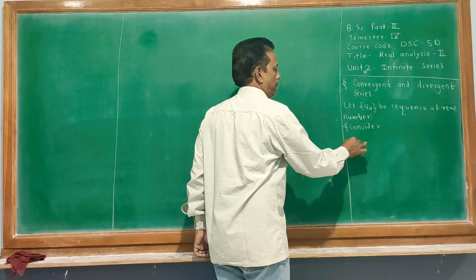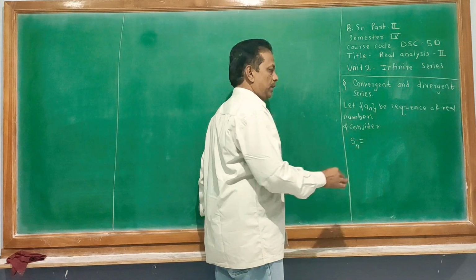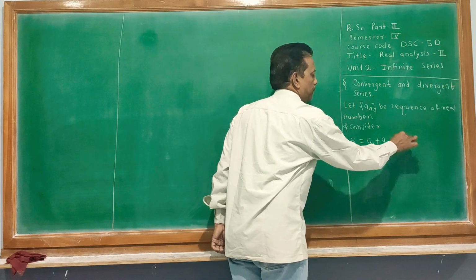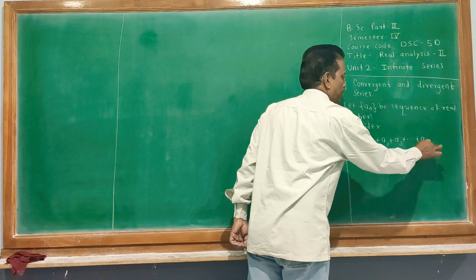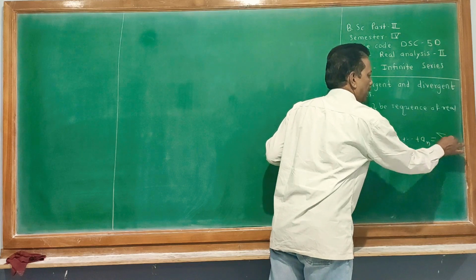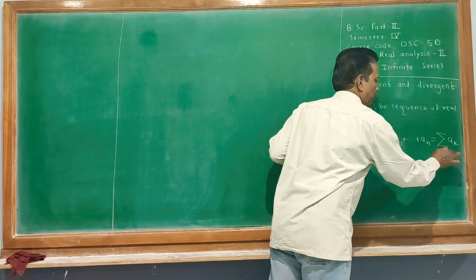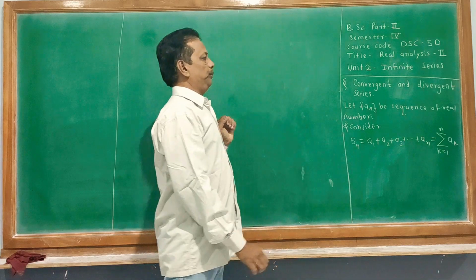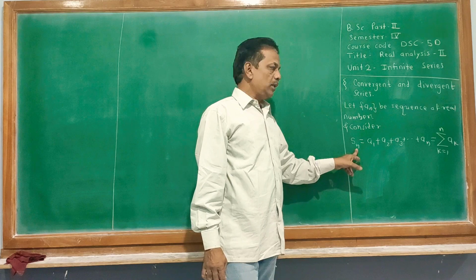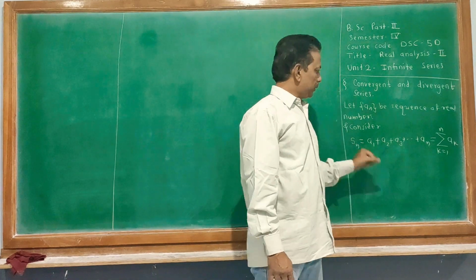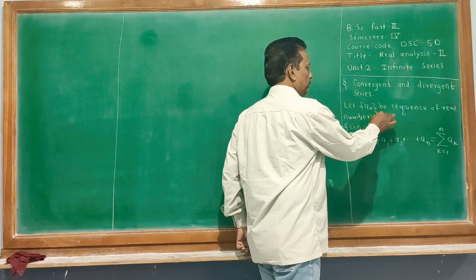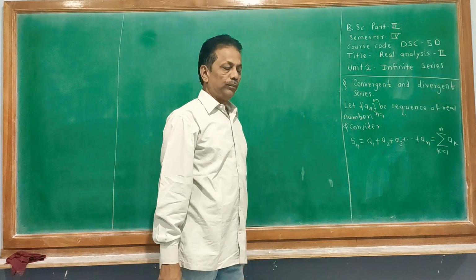Sn. Sn is the sum of n terms, which we can write as sigma Ak, k is equal to 1 to n. This is the symbol for the sum of first n terms, and An is the sequence of real numbers.